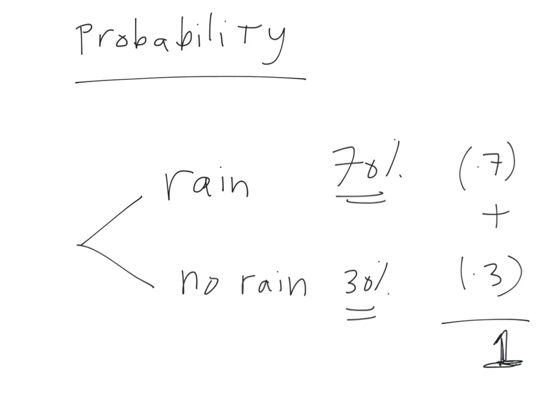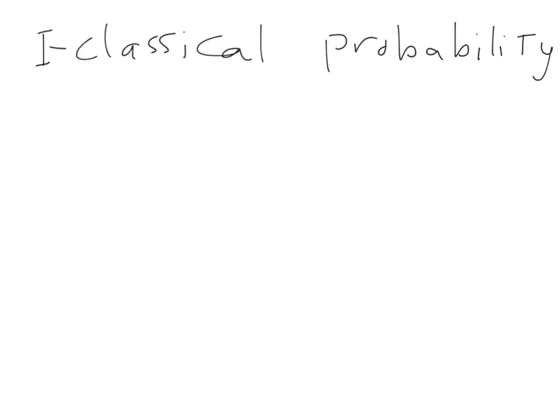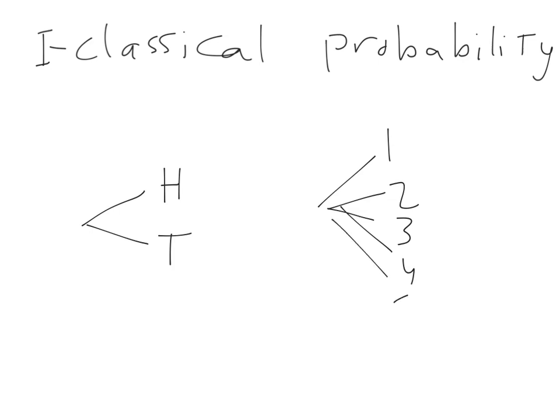Now let us look at different ways of calculating these probabilities and where they come from. The first type and the most commonly used type is classical probability. So what's classical probability? In fact, all the examples we have seen so far have been classical probability. Consider coin tossing, having head and tail. This is classical probability. The other example we had is when you roll a die. This is another example of classical probability.